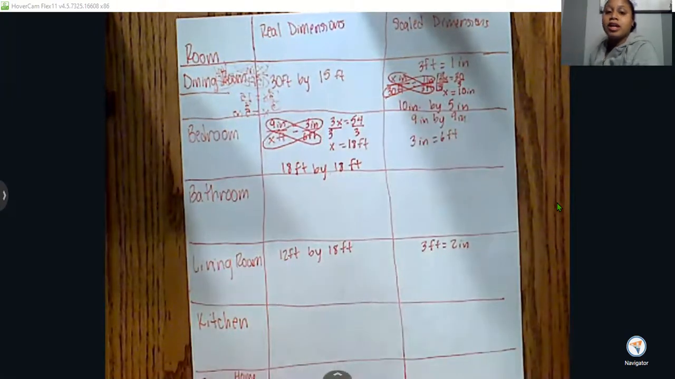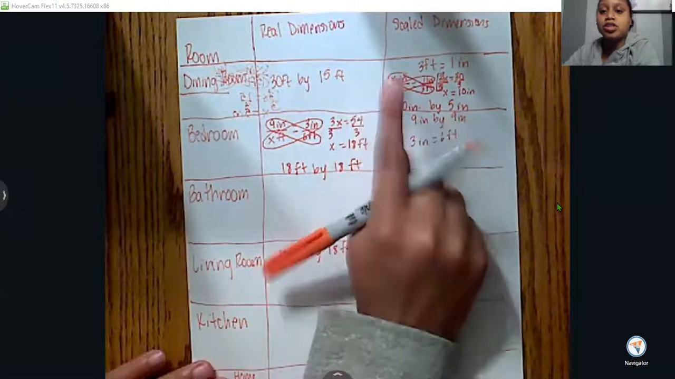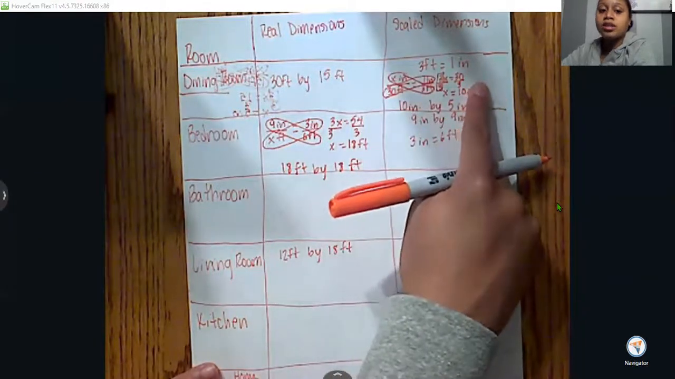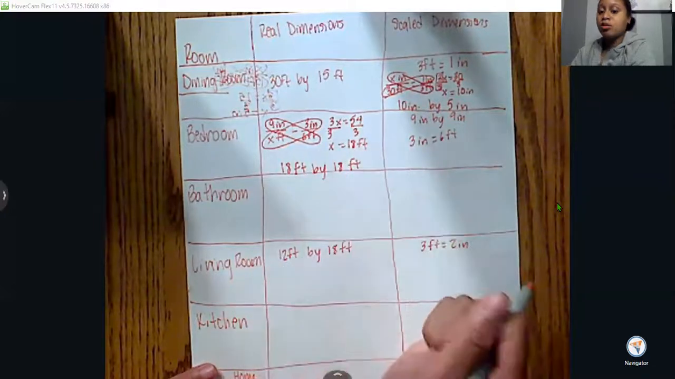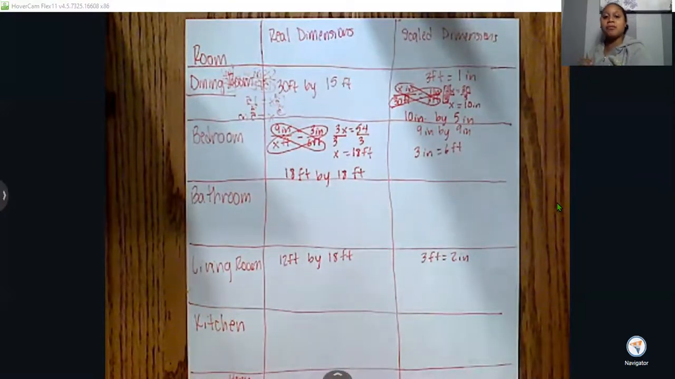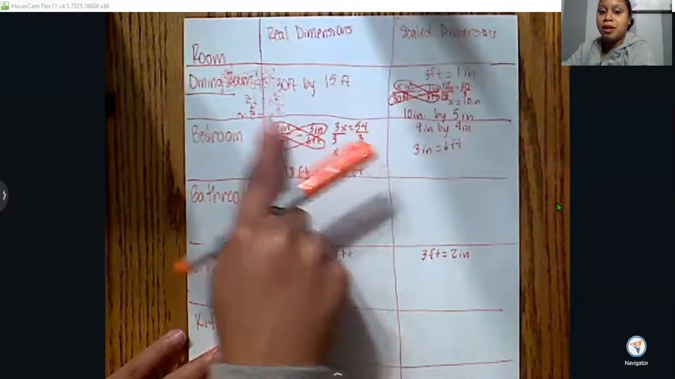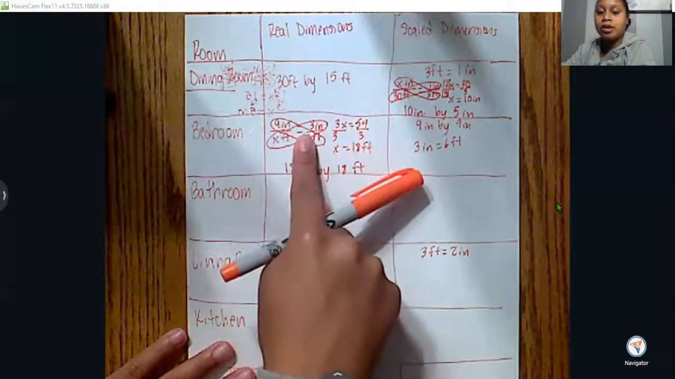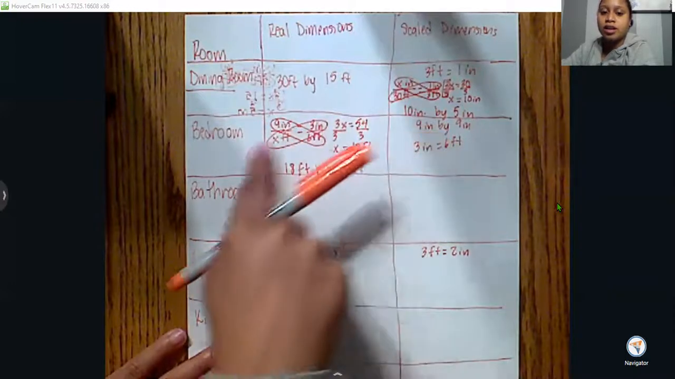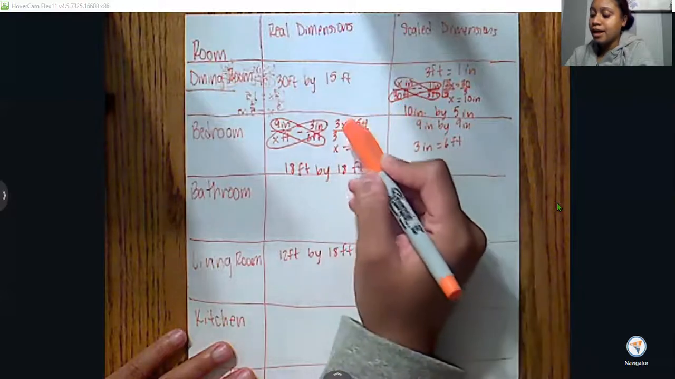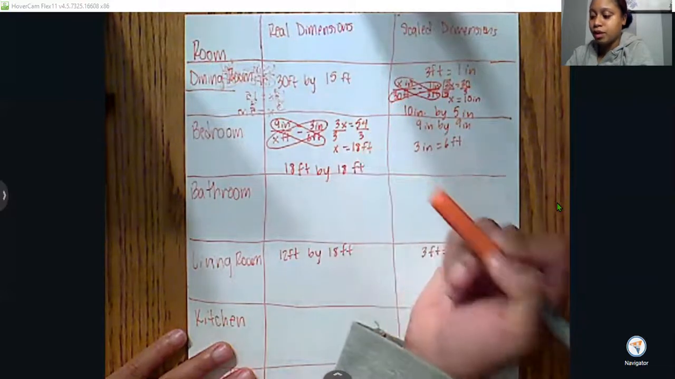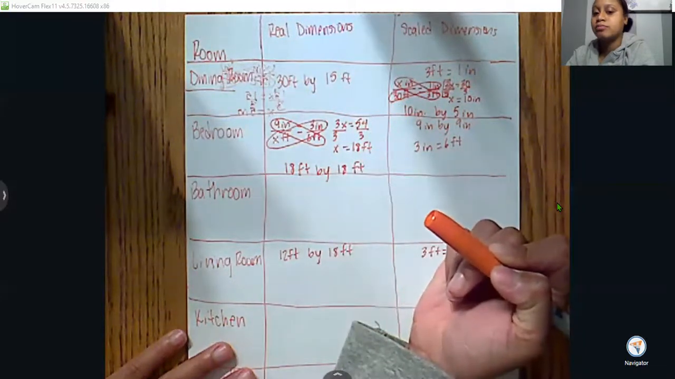So we've looked at both how to go from the real dimensions to the scale dimensions, and how to go from the scale dimensions to the real dimensions. The most important thing is that you're matching the inches with the inches, the feet with the feet. For your cross multiplication, you multiply the numerator on the left side with the denominator on the right side, and vice versa for the other way. And then you solve for X by dividing on both sides and getting the value of X.